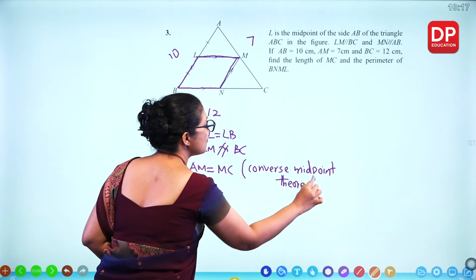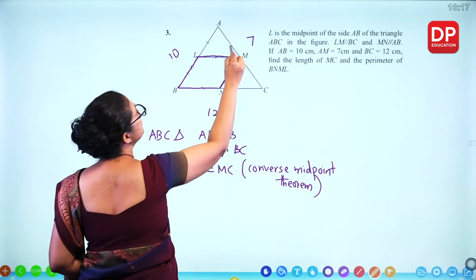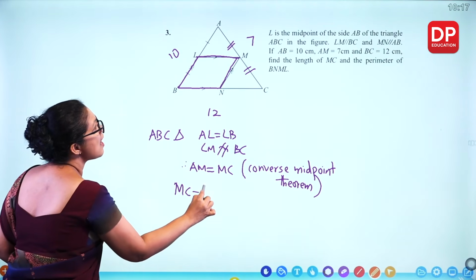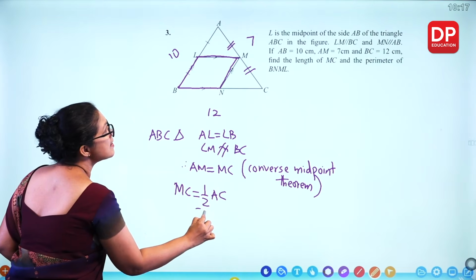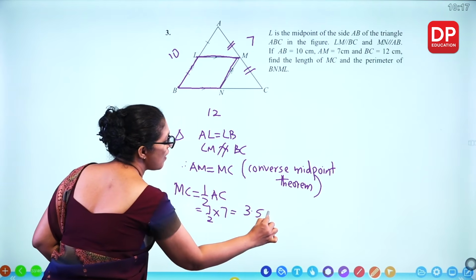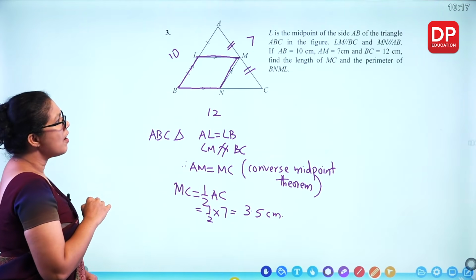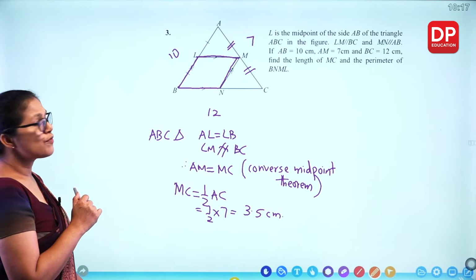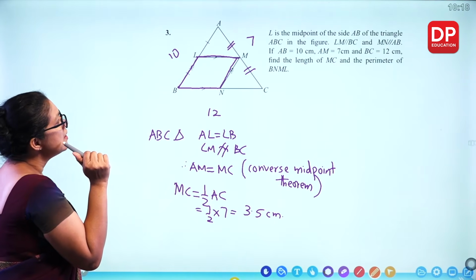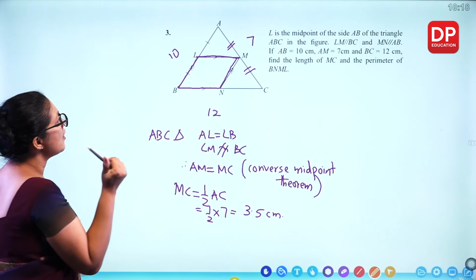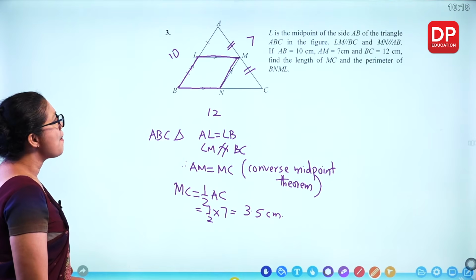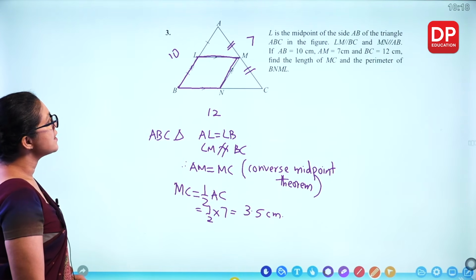Then, if these two are equal, what is the length of MC? MC is half of AC. AC length is 7, half of 7. You get 3.5 centimeters for MC length. And now we need to find out the perimeter of the BNML quadrilateral. That's a parallelogram. Here all sides are parallel. That means a parallelogram. How can we find out?